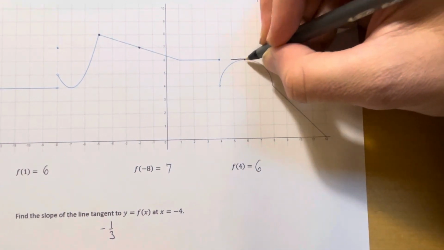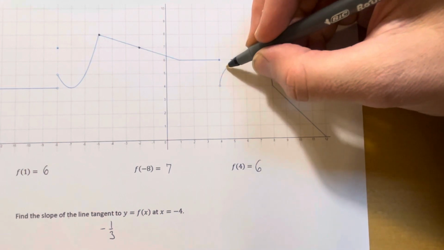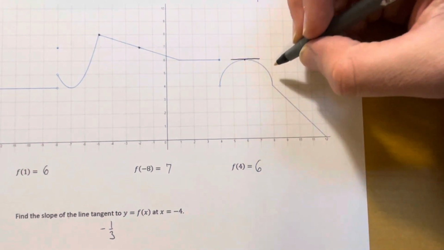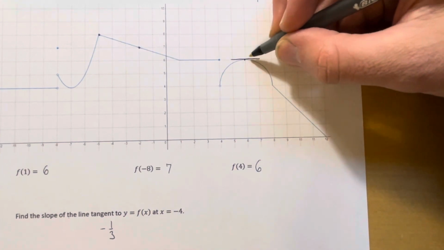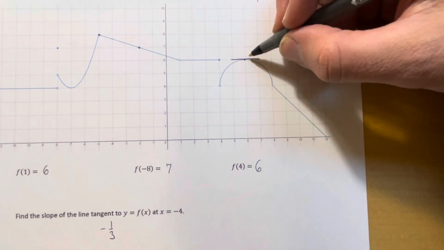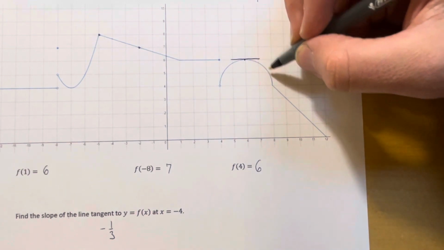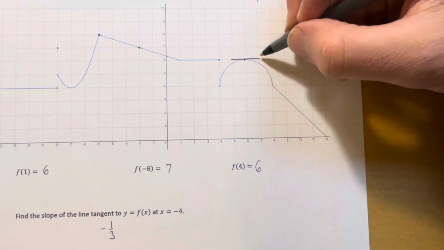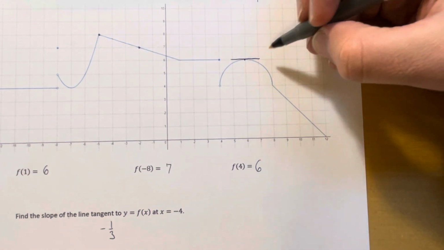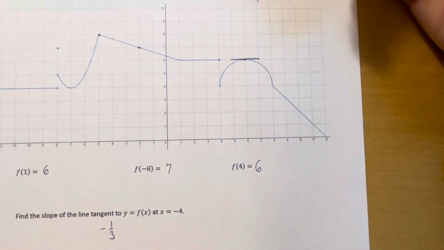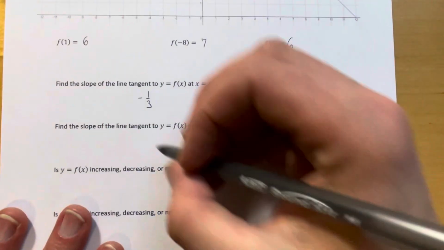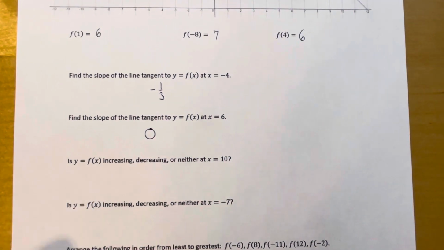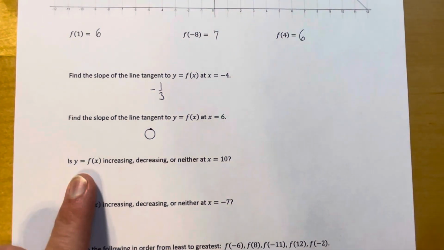Notice at this maximum value, my function is increasing, which would give me tangent lines that have positive slope. And down here, I have a decreasing portion of that graph, which would give me tangent lines with negative slope, which means that between positive values and negative values, I should have a slope of 0 in there. And that's what a horizontal tangent is. So this tangent line will have a slope of 0 because it's a horizontal tangent. Okay, let's look at the next one.